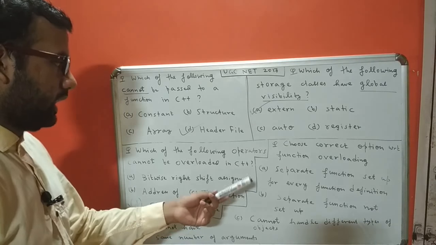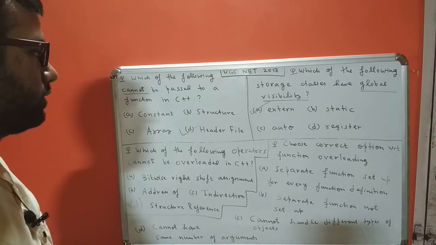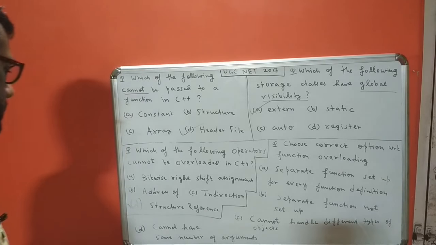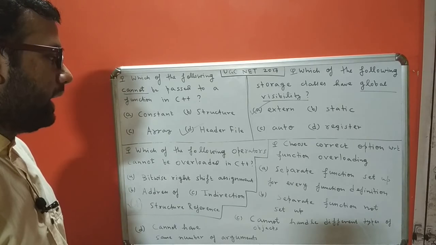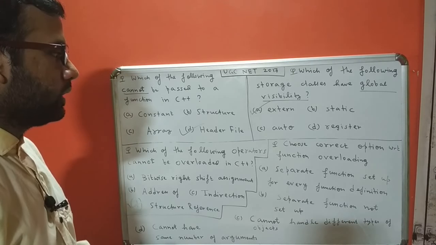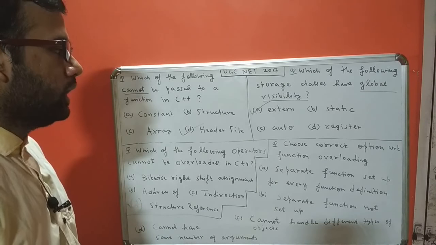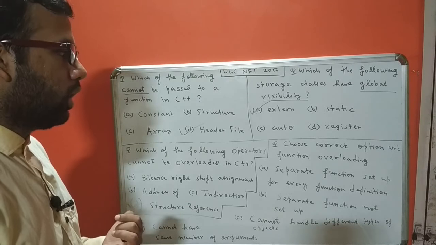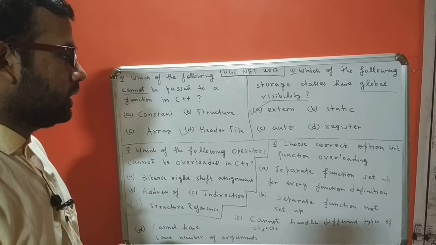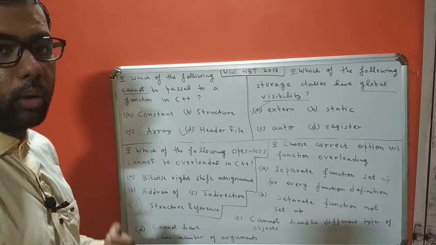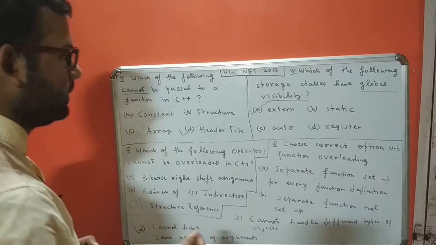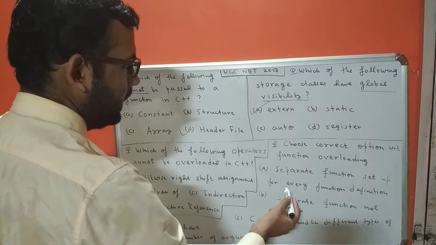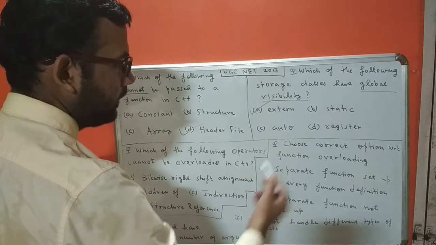Now coming to the next one and the last question, choose the correct option with respect to function overloading. What is function overloading? Function overloading refers to having one name for multiple functions and using them to carry out different tasks based on the number of arguments, the type of arguments, or both number and type of arguments. So function overloading is a way to implement polymorphism in C++ and in object-oriented programming in general.